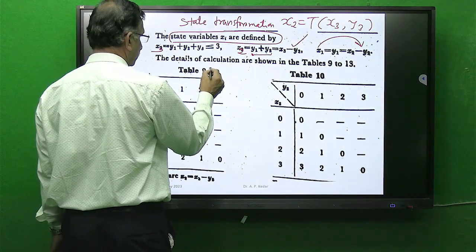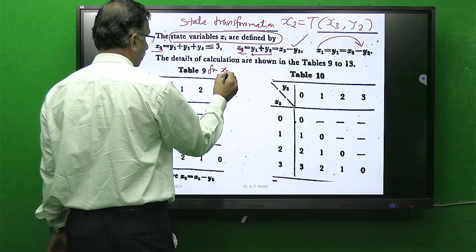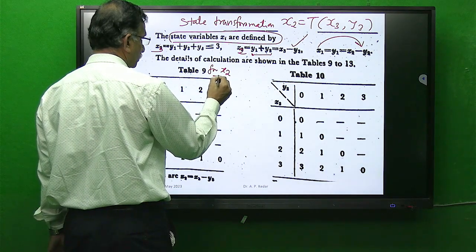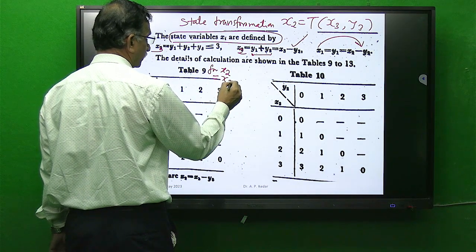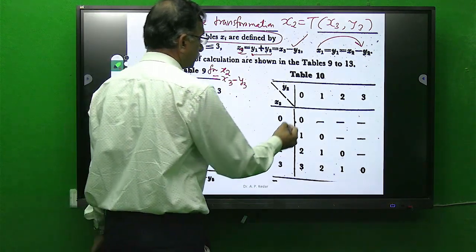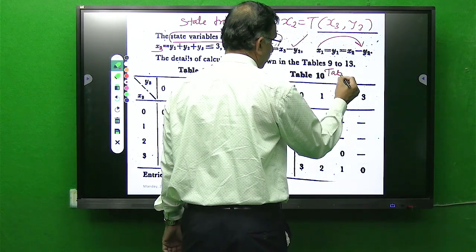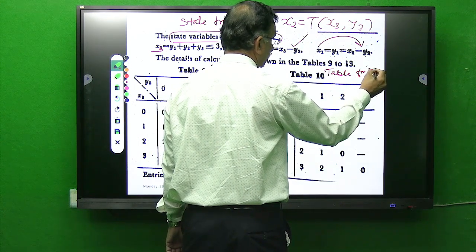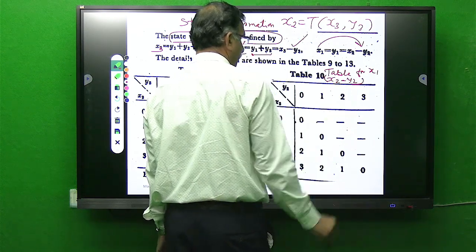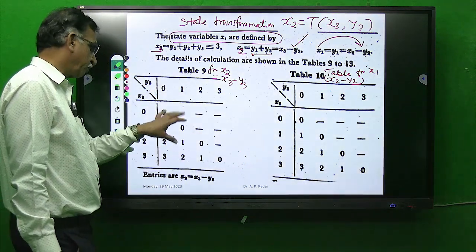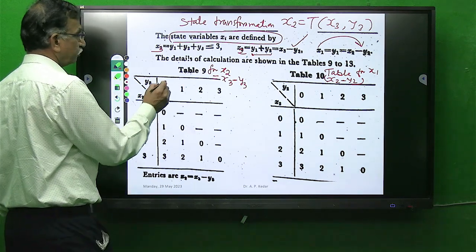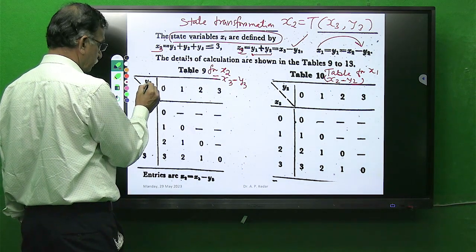So this particular table is for x2, and it is on the basis of x3 minus y3. This is table for x1, which is nothing but x2 minus y2, and we have calculated transformation values. How? Satisfying this condition.